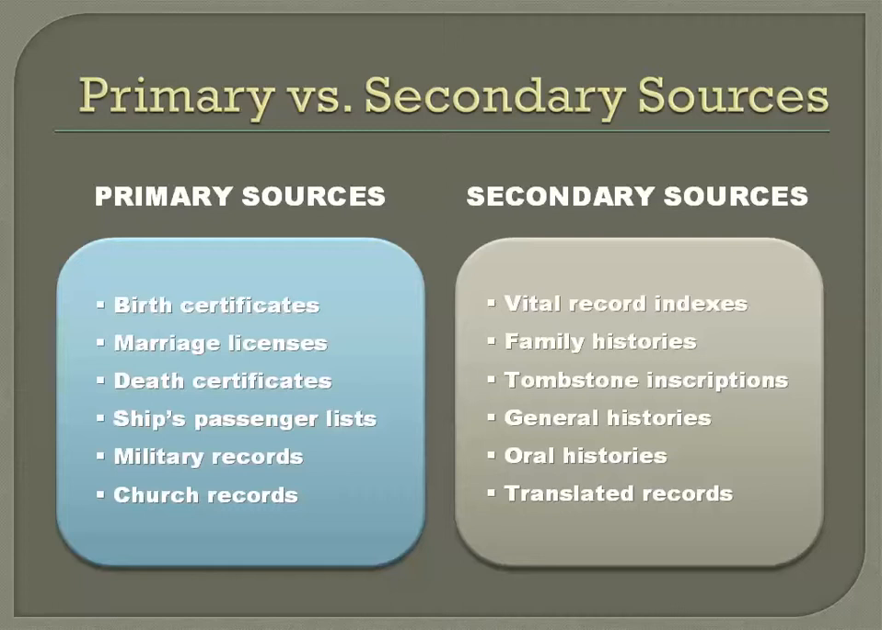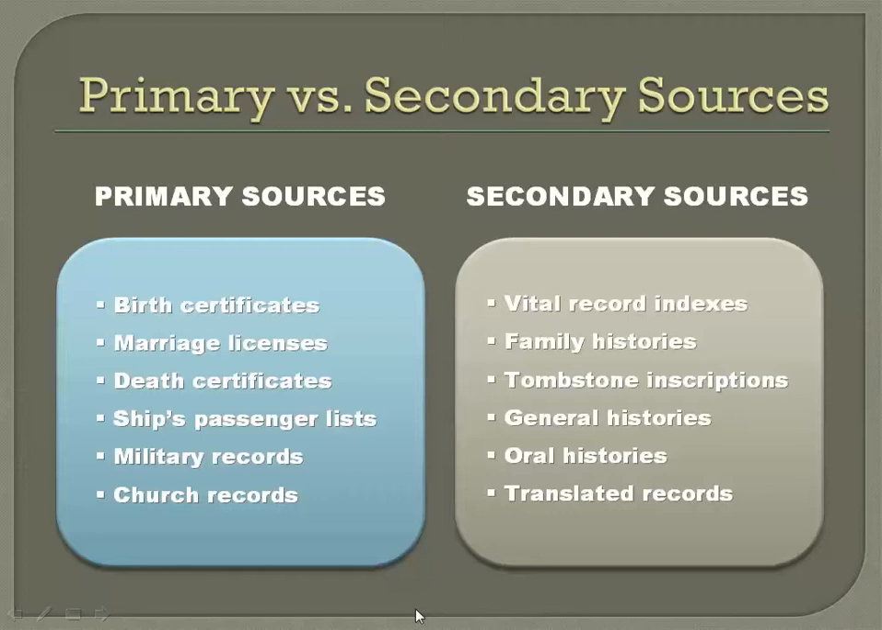General histories are compiled from primary sources, so you need to check the bibliography of the author and make sure that their sources are verified in primary documents before you accept them as facts. Oral histories, once again, include recollections. They may not include the exact details of a person's history. And translated records may include errors. They can be translated from primary sources written in other languages, and of course that introduces the possibility of human error and distortion of facts.